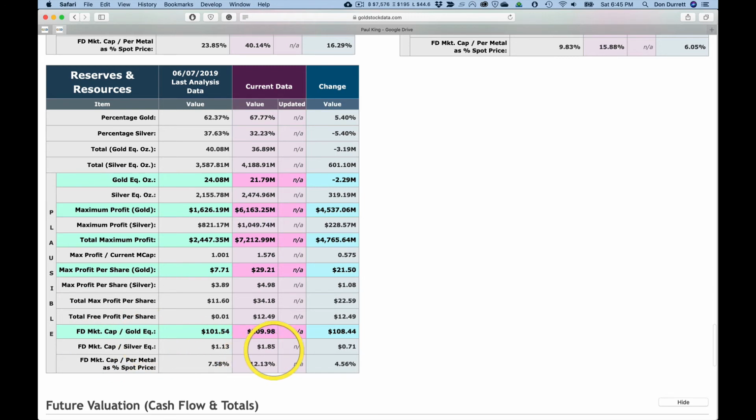So right here we have $1.85 for silver equivalent. So if they measure or mine all of their ounces, I think these numbers are actually a little bit more reflective of what you should use.